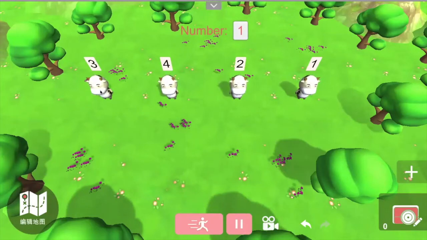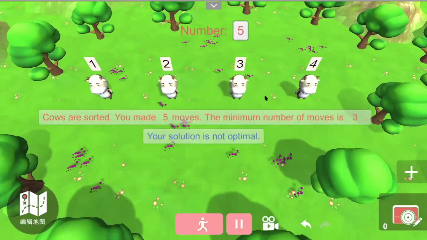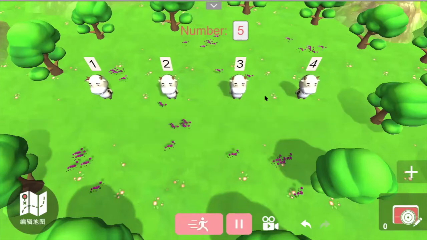Well, that's not good. So maybe we move 3 behind 2, right? And then you move 4 behind 3. Well, that's not going to do us anything. So let me move this behind 4 and see what happens. And then we move this behind 1. And then we move 3 behind 2. So now we're done, right? The simulator can actually check. It said I've done 5 moves, but the actual minimum is 3. So we must have made some wrong move, right?